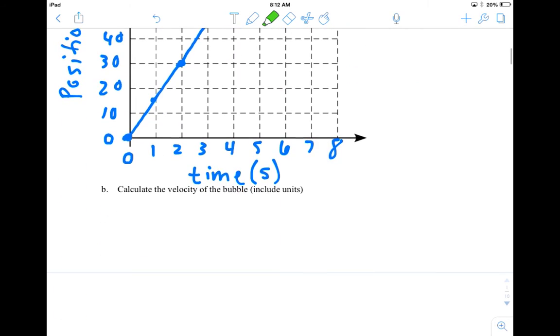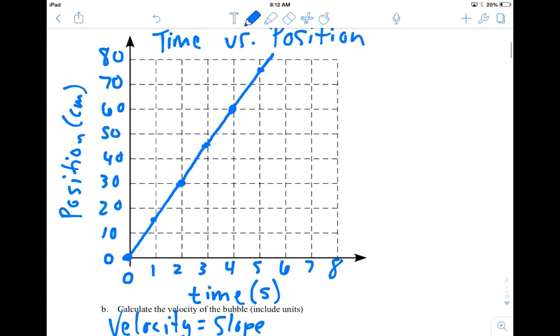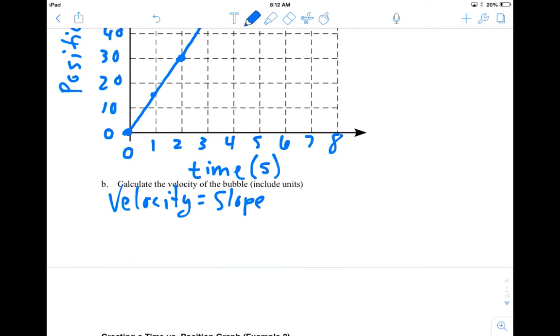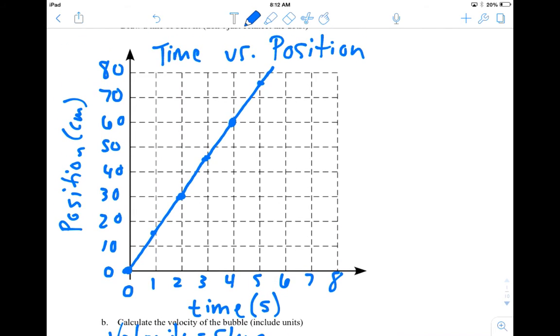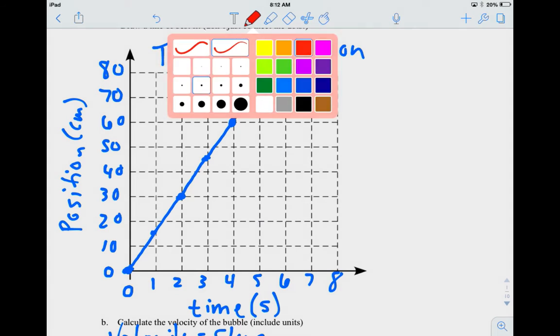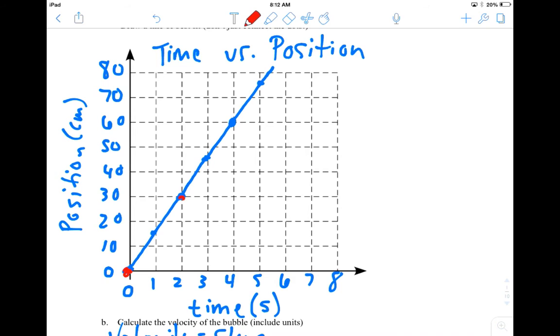Okay, now finally calculate the velocity of the bubble tube. All right, so remember this, that velocity, this will come back up later in the review, velocity equals slope. So what I need to find is the slope of this line. So I'm looking for rise over run. So let's just go from one point to another. Let's start at 0, and let's go up to, here, I'll do it in red. So let's start at 0, let's go up to here.